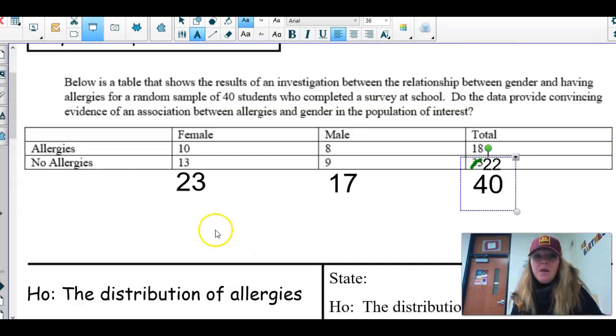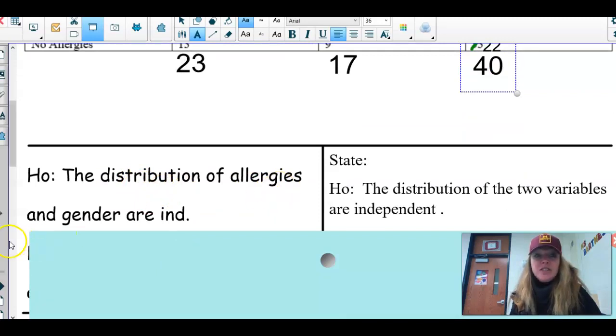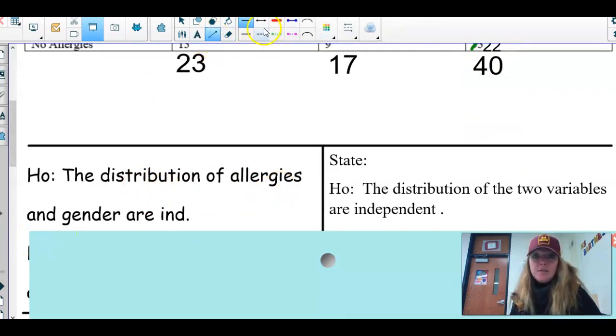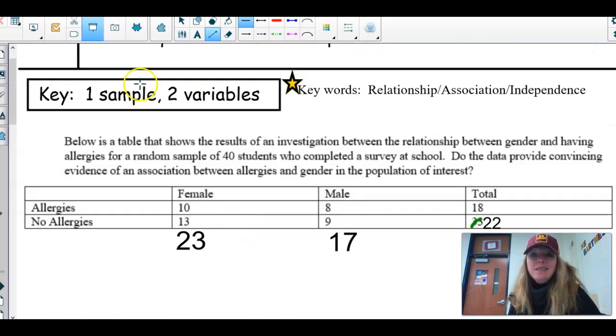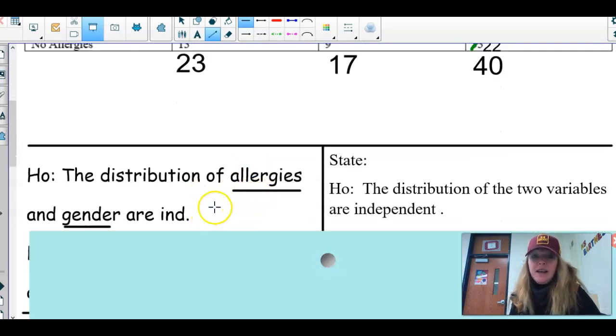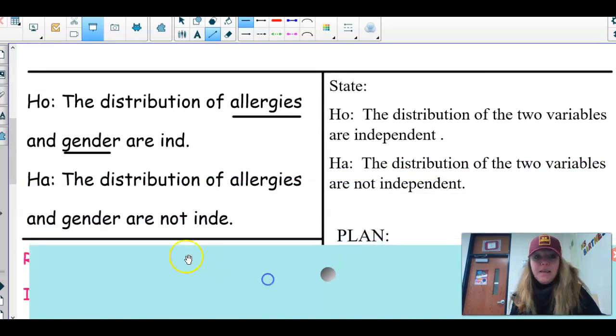We're looking at allergies and gender. The distribution of allergies and gender are independent. I'm going to underline some things for us. Allergies, gender, those are the two variables I'm looking at. So you just fill that in every single time. It's the same. The distribution of allergies and gender are not independent. Makes it easy: they are independent, is, aren't, is not. Distribution of the two variables are independent. Distribution of the two variables are not independent.